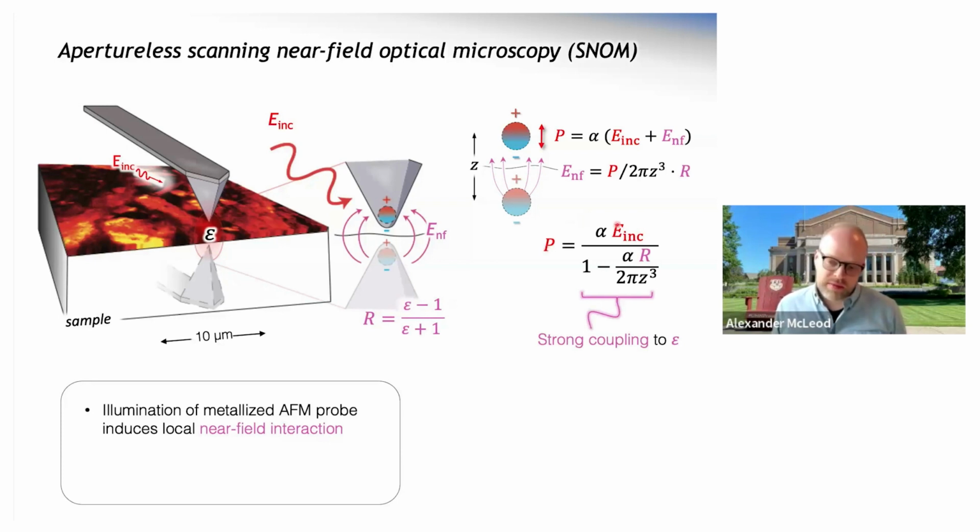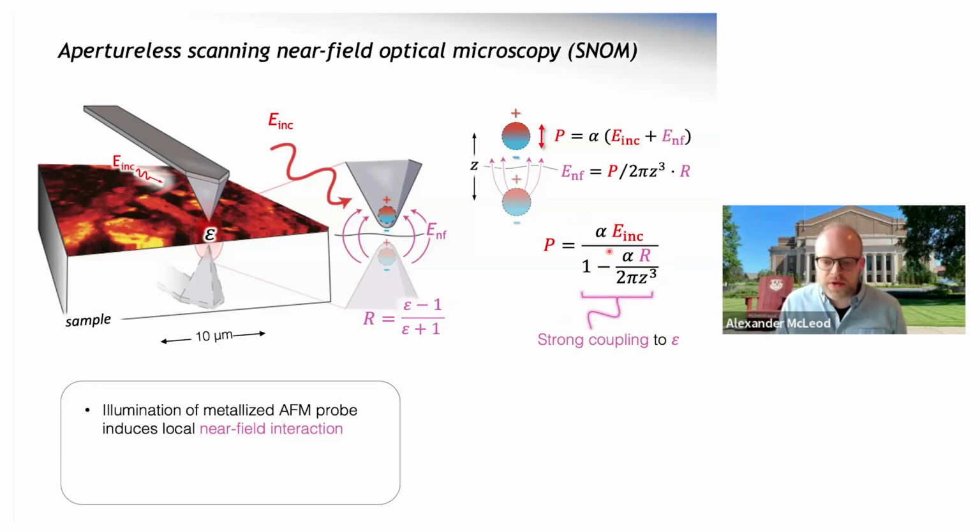And the truth is, it scales with how intense our light field is. That means to say, if we crank up the power of our laser, we get more polarization of our probe. But also, if we bring our probe close to a surface with reflectivity, then this polarization changes dramatically, because you can see the reflectivity is inside of this formula. And this is due to the near field interaction.